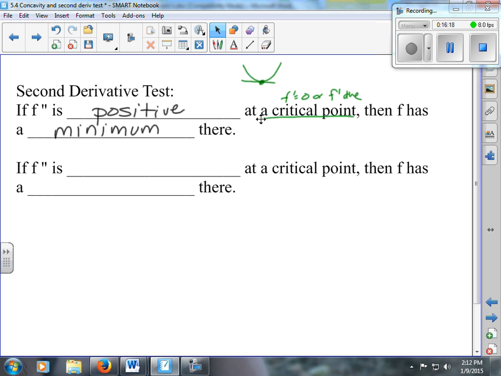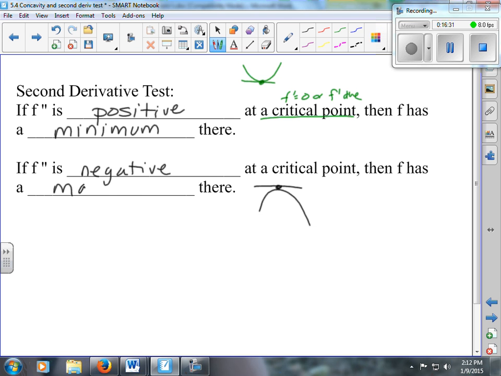Conversely, let's suppose that f double prime is negative. So my second derivative is negative at a critical point. That means I'm concave down at a critical point. And so my function would have a maximum at that critical point. That's the second derivative test. All right.